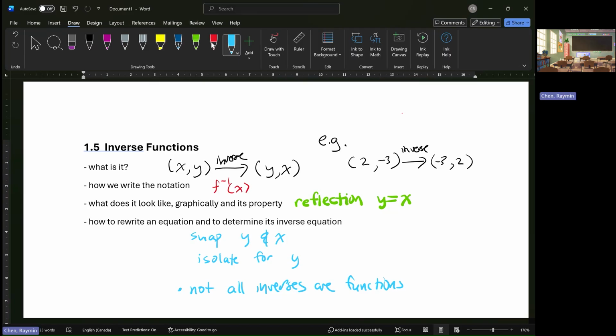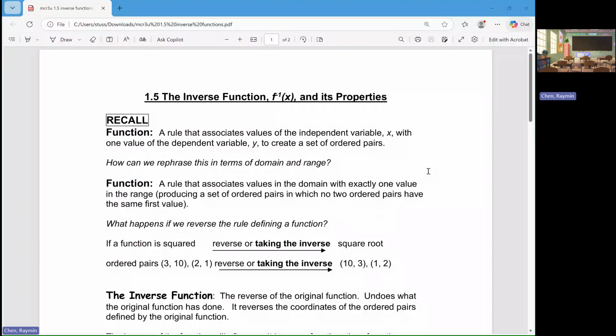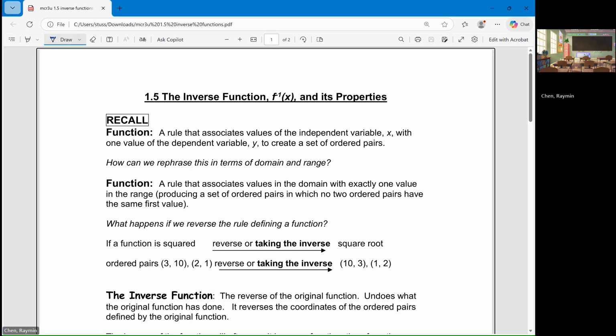I'm now going to switch screens. I'm going to stop sharing for a second, and then I'm going to share again our handout. Hopefully you can see this on your screen. So I'm going to read some things to you. Feel free to speed through things. You already know what a function is. It's a rule that associates the value of the independent variable x with one value of the dependent variable y to create a set of ordered pairs.